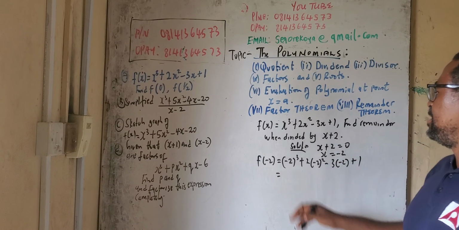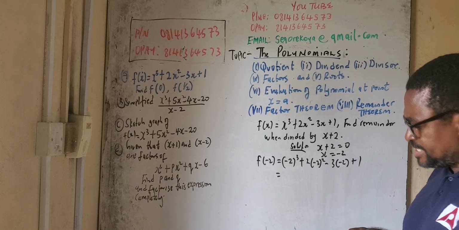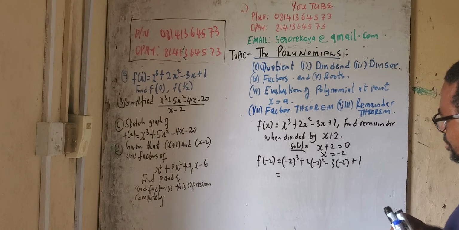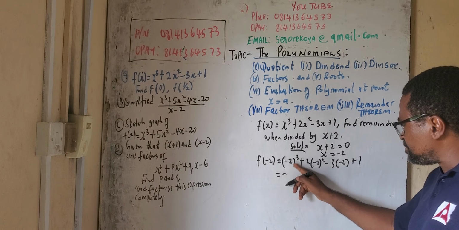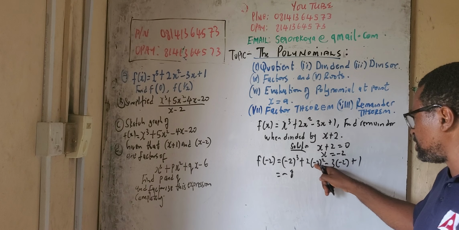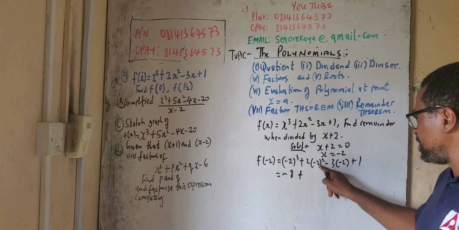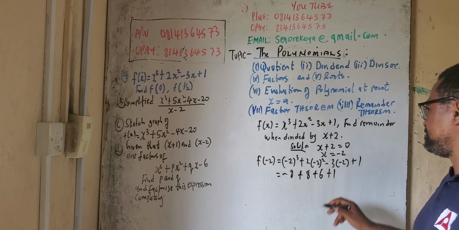So what I have here, I have odd power. When you have a negative sign and the power is odd, your result will be negative. So minus 2 raised to power 3 gives us minus 8. Here, the power is even. If the power is even, my answer should be positive. 2 raised to power 2 is 4. 4 times 2 will give us 8. Then minus times minus is plus. 3 times 2, 6, plus 1.